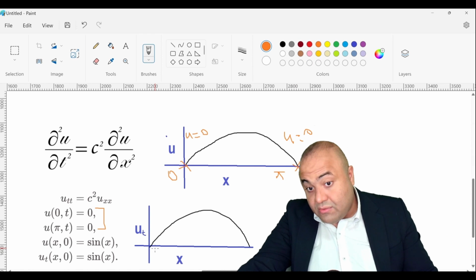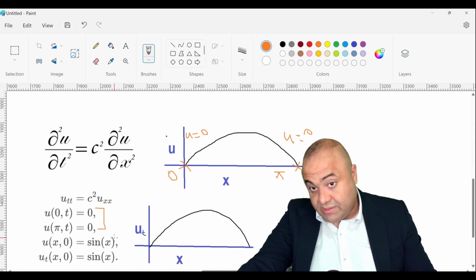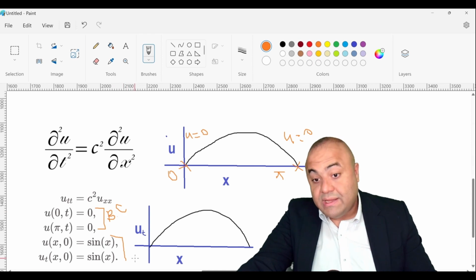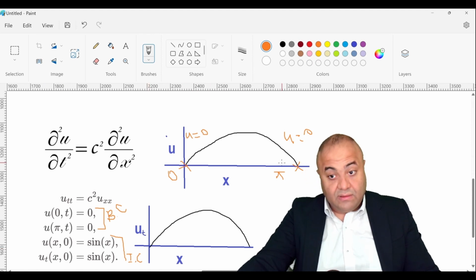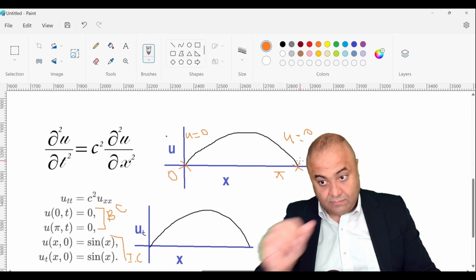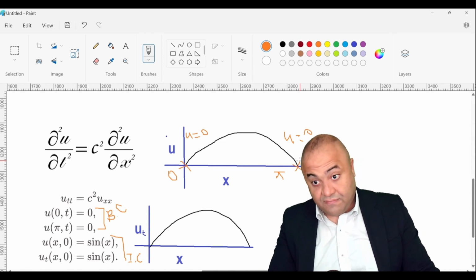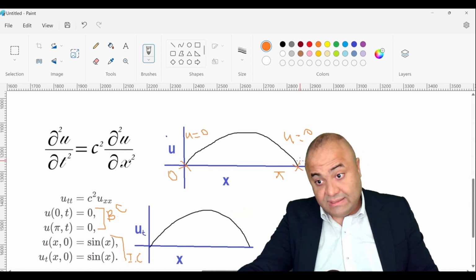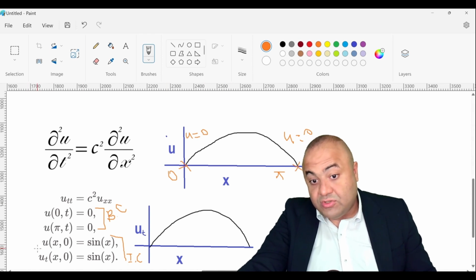And on the other hand, regarding the initial condition, this is our boundary condition, and here is going to be our initial condition. So what is this initial condition? First, we have u of x, t, the whole function. We are going to have this kind of shape described by sine of x. So this is our initial condition regarding position.